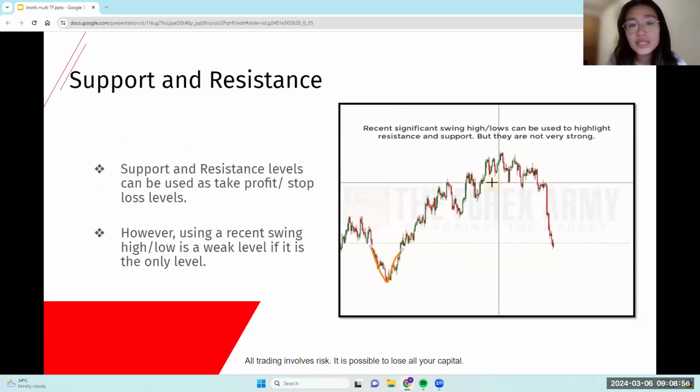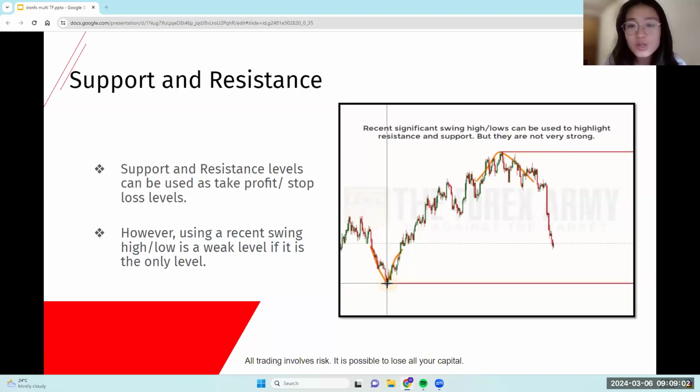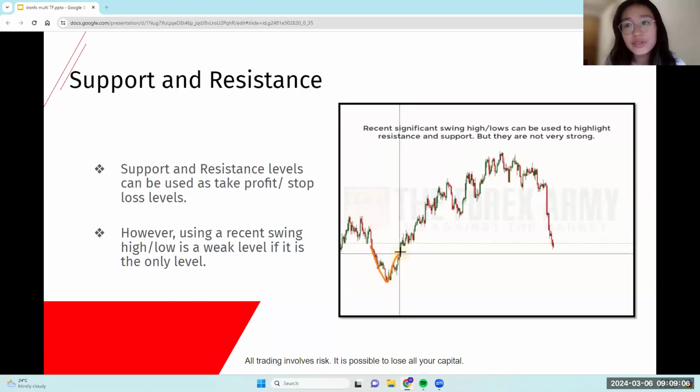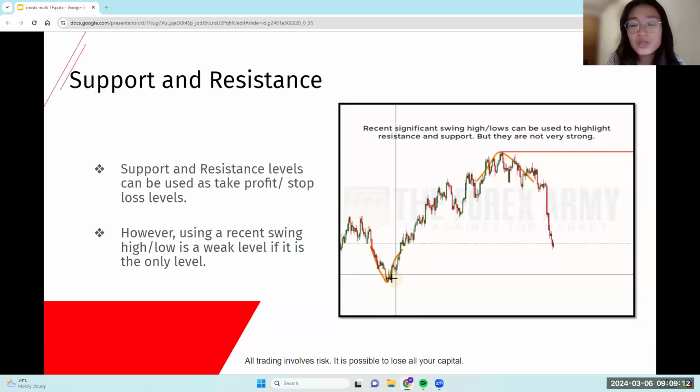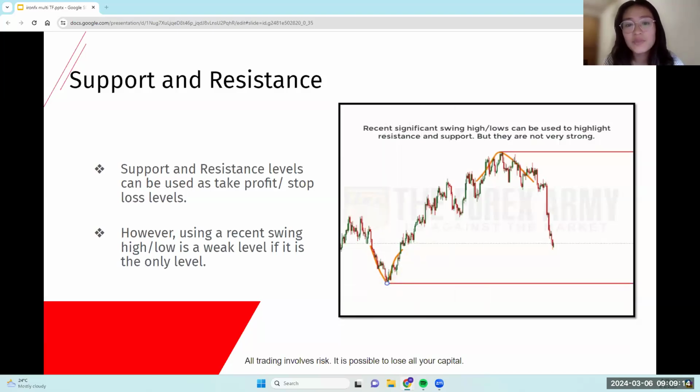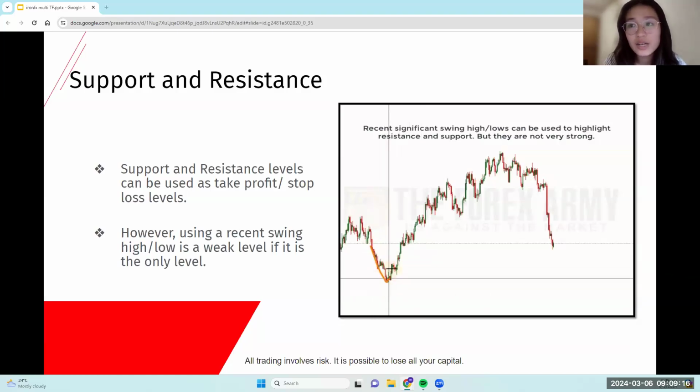Okay, you can take these support and resistance levels as profit targets or stop loss levels, but you should not use it as an entry if there are no other supporting arguments such as Fibonacci or other graphical levels to support your analysis, because using a recent swing high or low is a weak level if that is the only level.